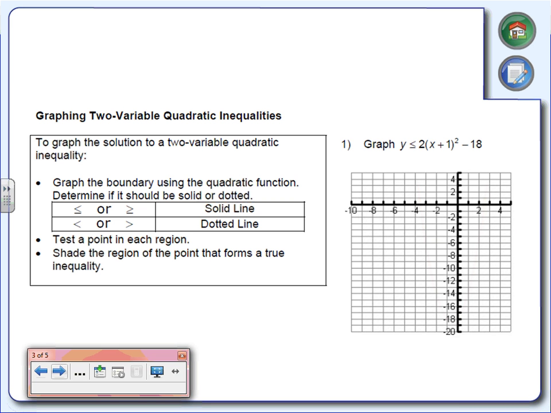So everybody go to your calculator. Let's go to y equals. And all we're going to do in that y equals is type in 2 parentheses x plus 1 squared minus 18. Putting it in our calculator. And all we're going to do is transfer that graph you see on your calculator onto this graph paper right here. Now be careful because we do want to make this graph as accurate as possible.